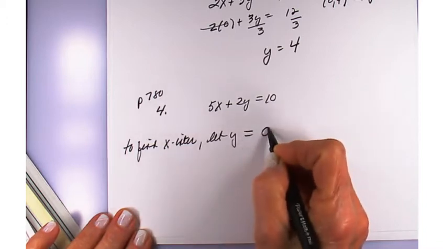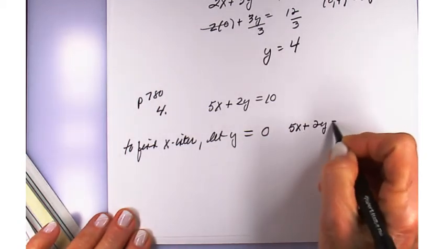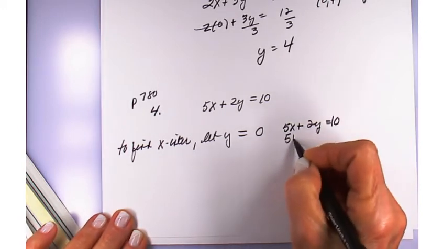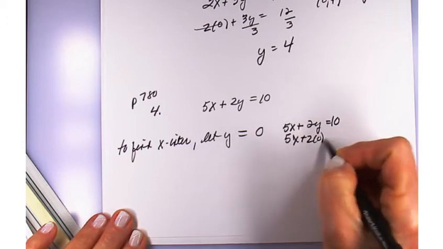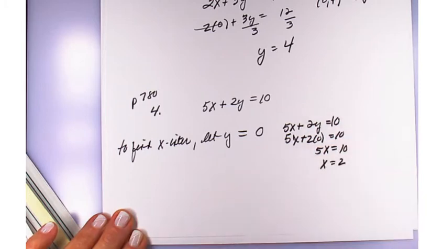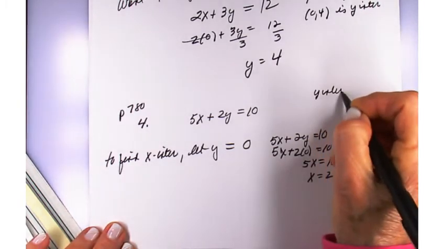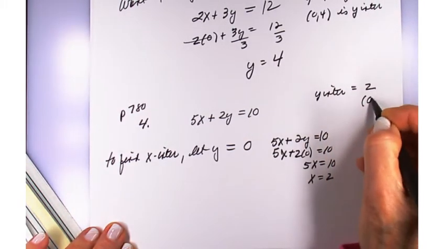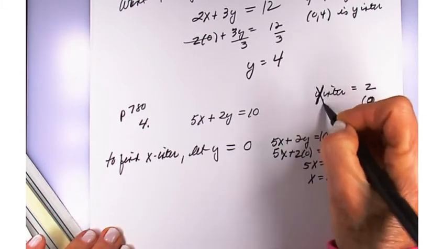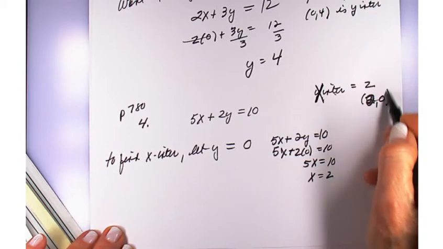So that's going to get me 5x plus 2y equals 10. I'm going to let y equal 0. I have 5x equal to 10, and that gives me x equal to 2. So the y-intercept equals 2, oh wait a second, I'm sorry, it says x-intercept. The x-intercept equals 2, or we could write it as an ordered pair (2, 0). Both of these are 100% correct.